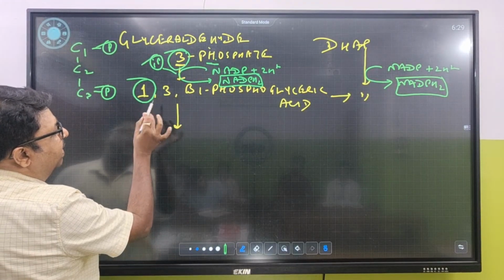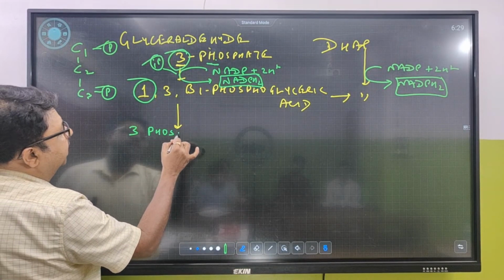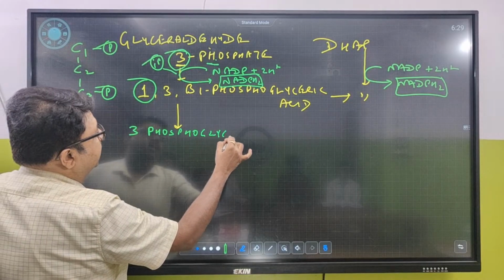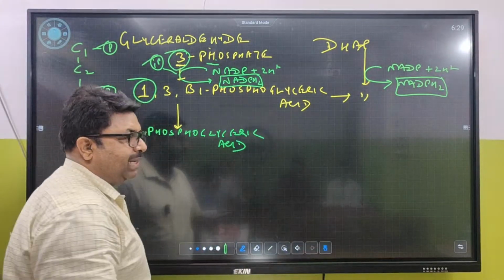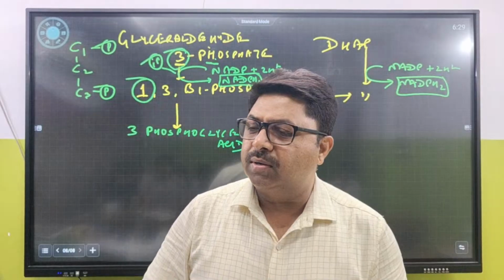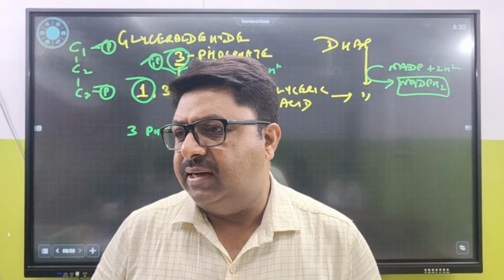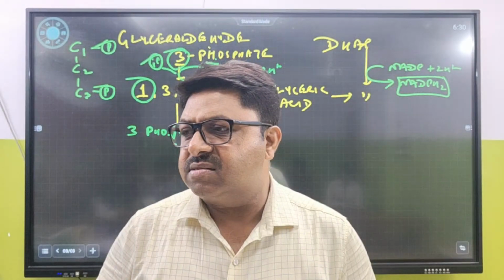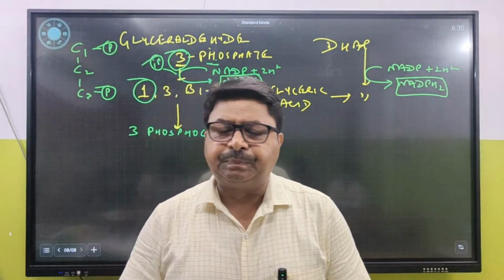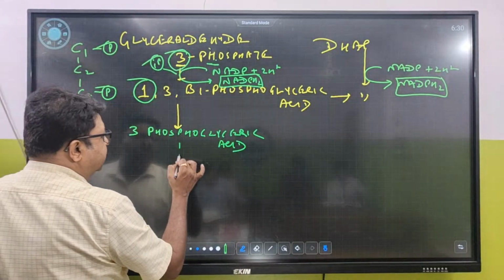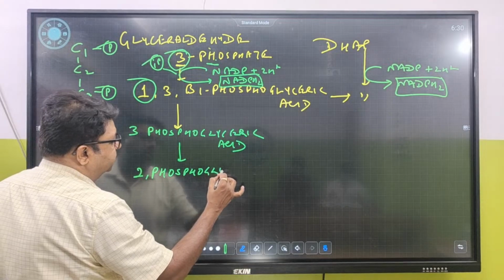From there, again, what you have to do is get 3 phosphoglyceric acid. Do one thing. Take out page number 156, new book. Old book, page 229. See the steps of glycolysis given in NCERT. 3 phosphoglyceric acid is going to change into 2 phosphoglyceric acid.